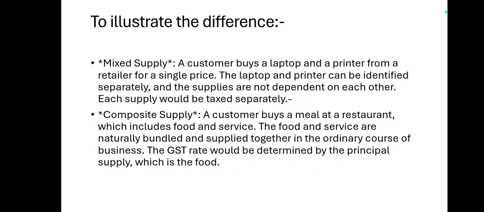So a customer buys a meal at a restaurant which includes both food and service. The food and service here are naturally bundled, which cannot be separated. Now, how will it be taxed? What is the main thing here? What is the principal supply? Of course, the biryani. So GST will be taxed on the basis of the food, which is the principal supply here.